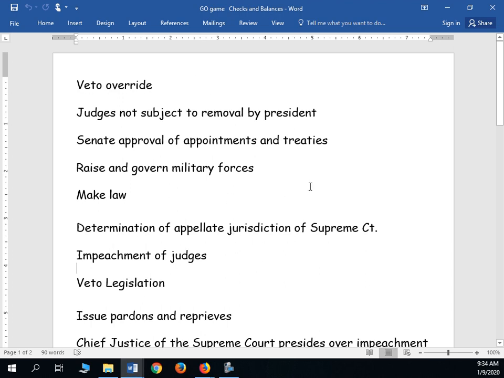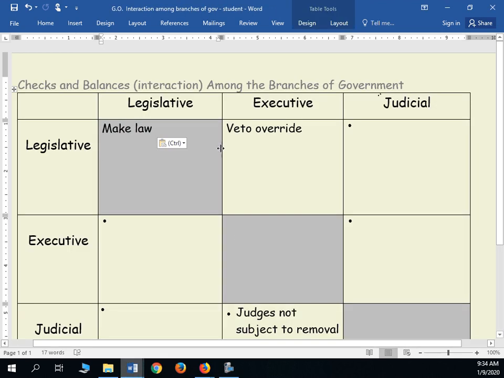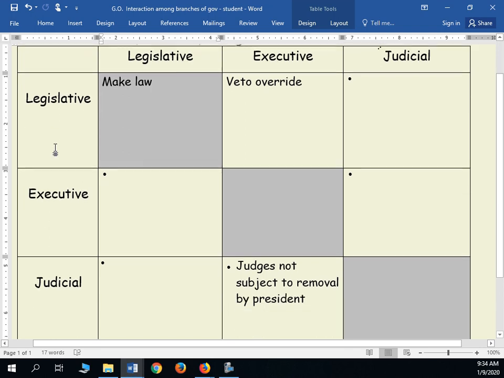Your goal here is to take this group and attach them to one of the boxes that you'll see in this grid. Now, I've already done a couple, actually three, for you to understand. The first is I want you to understand how this graphic organizer is arranged.